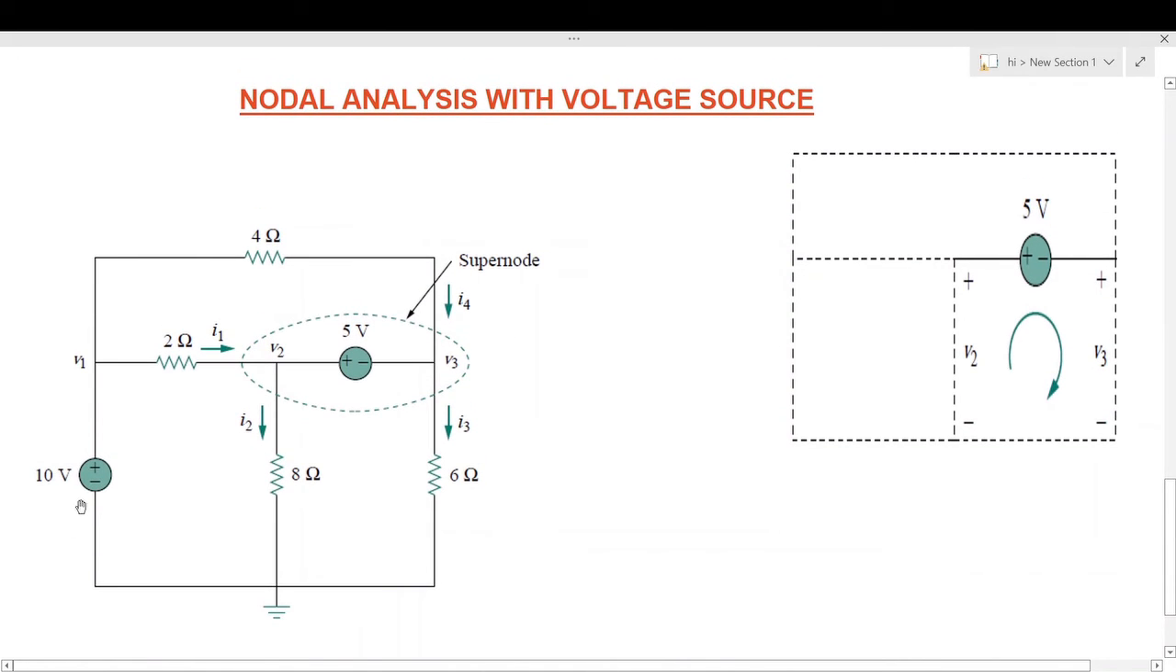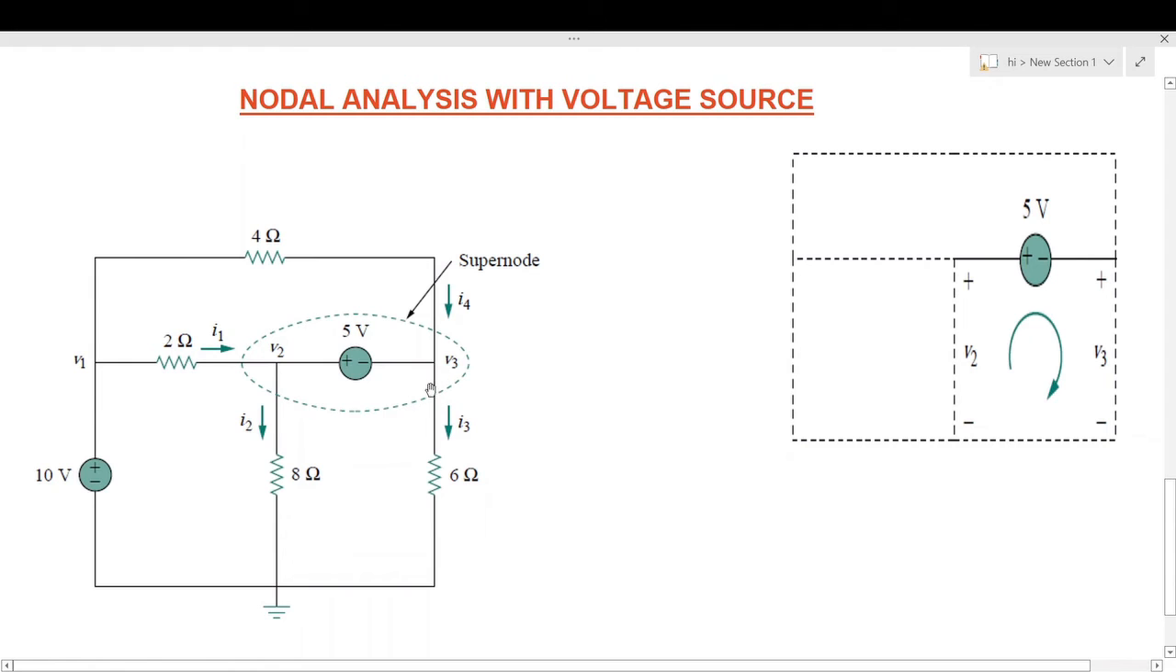In this circuit diagram, if you see, a 10 volt DC source is connected in the circuit, so we can call it nodal analysis with voltage source. Earlier we have seen the nodal analysis without voltage source, and now one more voltage source is connected between the nodes 2 and 3.